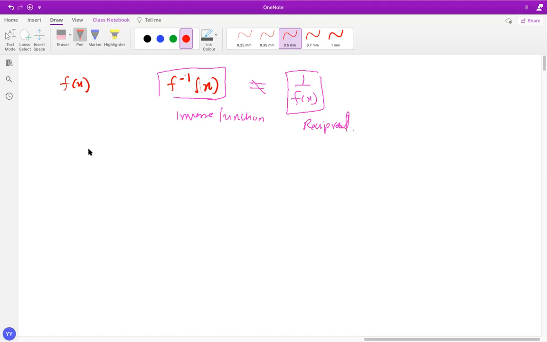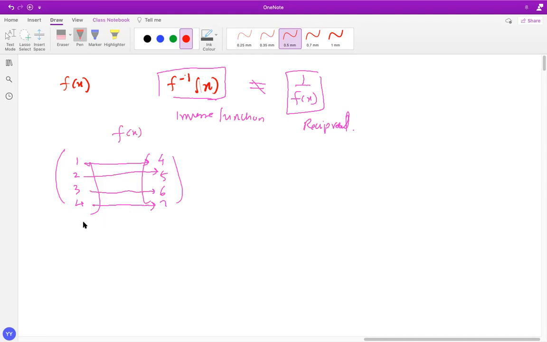Now, what's the general logic? How do we define an inverse function? Inverse function is a mapping. For example, if we had 1, 2, 3, 4 and we map them with 4, 5, 6, 7, let's say 1 was mapped with 4, 2 with 5, 3 with 6, and 4 with 7, then this is the original function mapping.